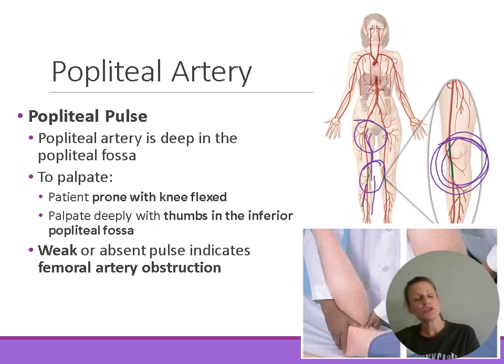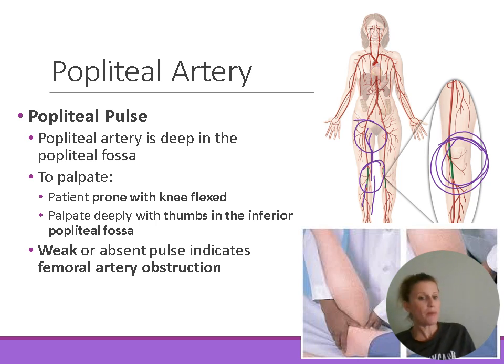If we're trying to make sure that the popliteal artery is intact, like if there's a knee dislocation, then you want to check a downstream pulse because you want to make sure that the blood's getting through the popliteal artery and then further down the leg. We'll talk about that in just a second.